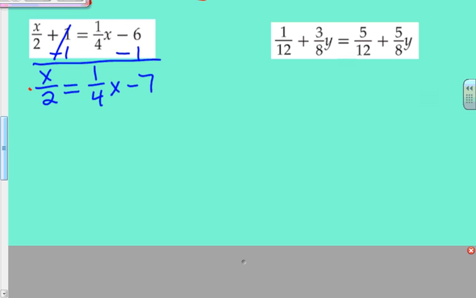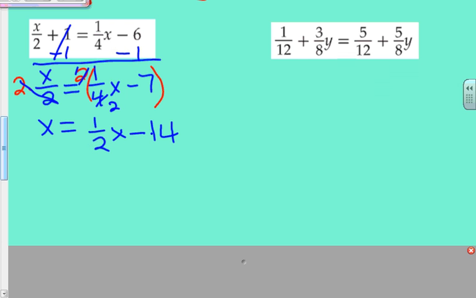I'm going to multiply both sides by 2. But when I say both sides, I mean this entire side has to be multiplied by 2. I can't multiply one piece. It has to be everything on that side. So when I work that out, these 2's cancel, leaving x. 2 times 1/4, those reduce to 1/2 x minus 2 times 7 is 14.